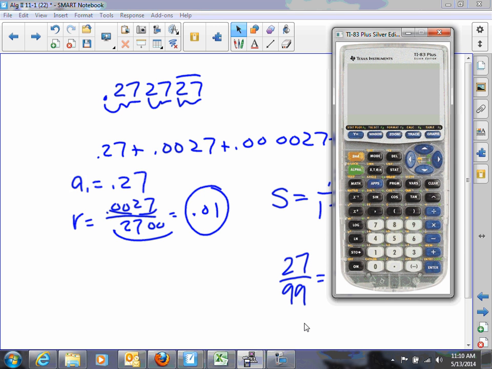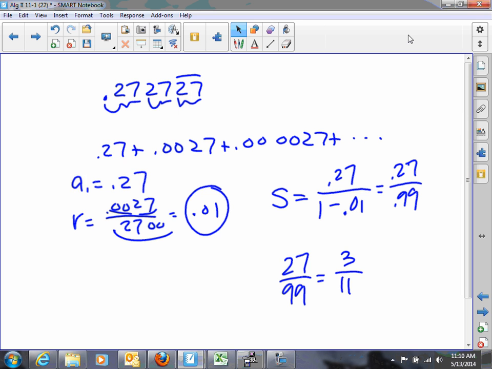And now watch this. If we take the calculator and we say 3 divided by 11, guess what it gives us? 0.27, 27, 27, 27, etc. So you can use this formula to find a ratio of two integers for a repeating decimal.